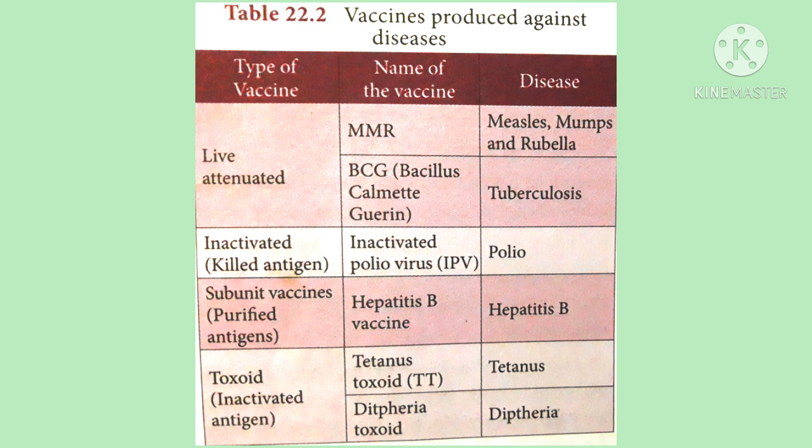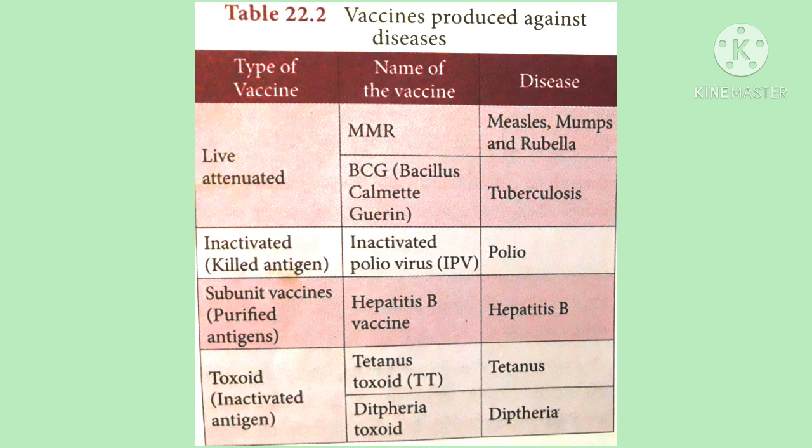Clear? So, type of vaccine, name of vaccine and disease. Types of vaccine: live attenuated, inactivated, subunit vaccines and toxoid vaccines. Under live, MMR, BCG, diseases measles, mumps and rubella, and tuberculosis. Inactivated vaccine, name of vaccine, polio virus, helps to cure the disease polio.